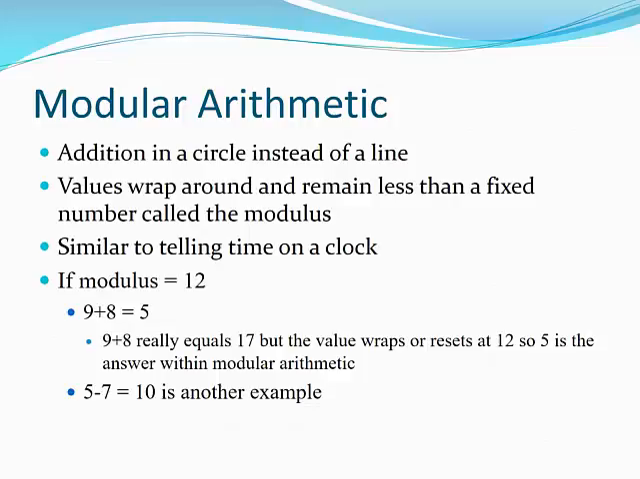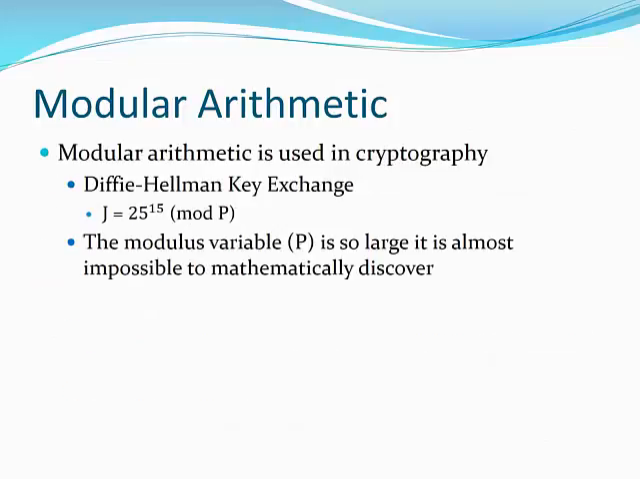And it also works in the reverse order. 5 minus 7 would equal 10, because as you count backwards on the circle, you will hit 12, and continuing on 2 more spaces will bring you to 10. It's a little confusing at first, but if you use a clock face as you think through this, it will start to make sense.